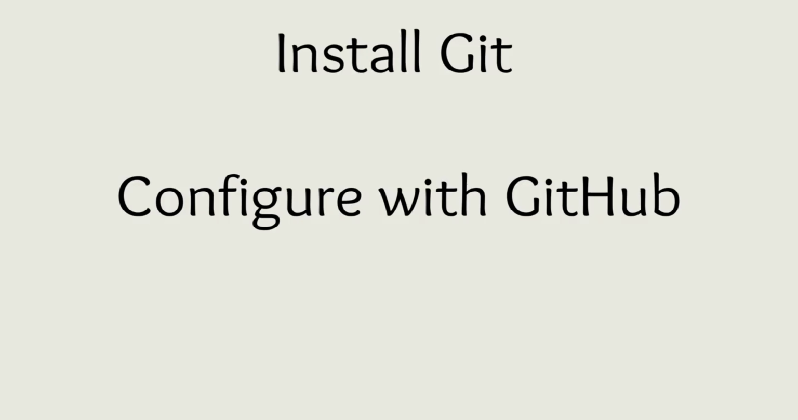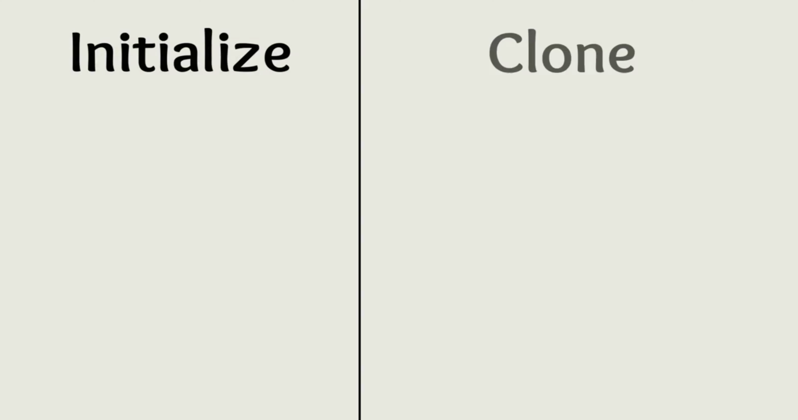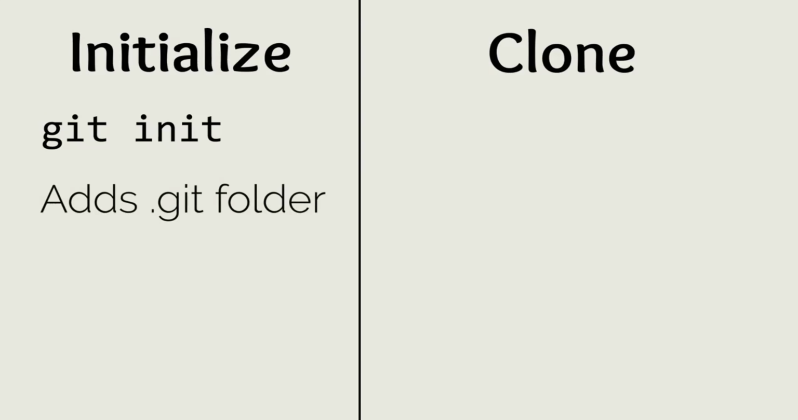Now that you have Git properly installed and set up with GitHub, we can begin talking about how to use Git. The first thing you need to do is initialize Git in your existing project or clone a remote project from a website such as GitHub. In order to initialize Git in a project that already exists on your computer, simply run the git init command in the terminal from the folder that contains all of your project files. This will add a .git folder to your project that Git will use to track all the changes you make to your project.